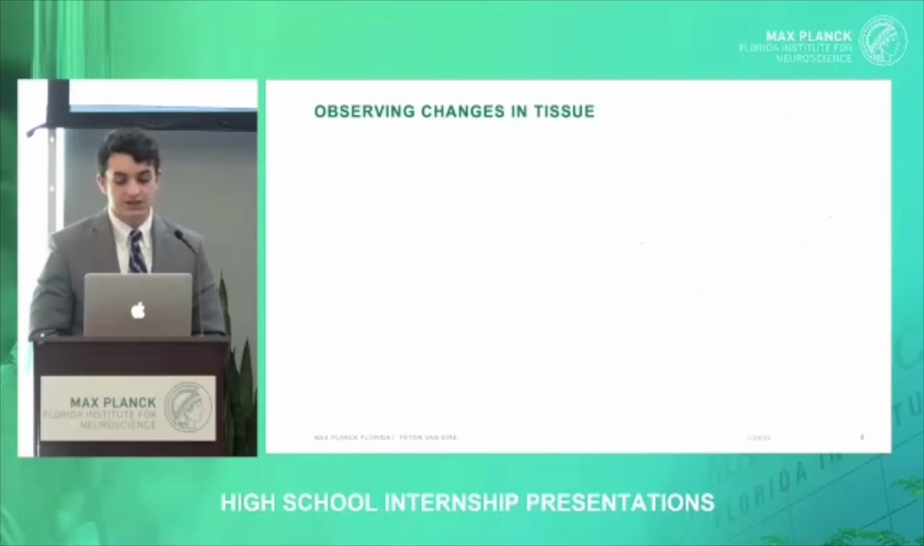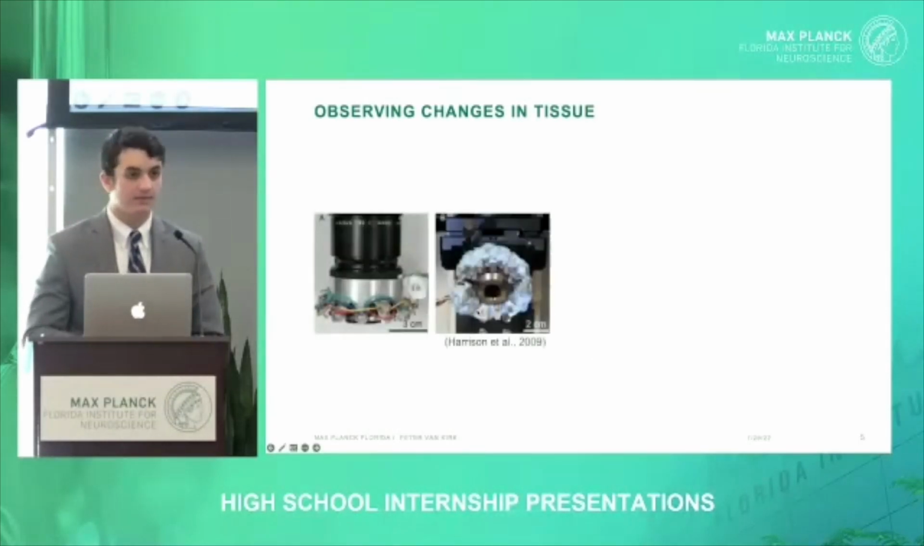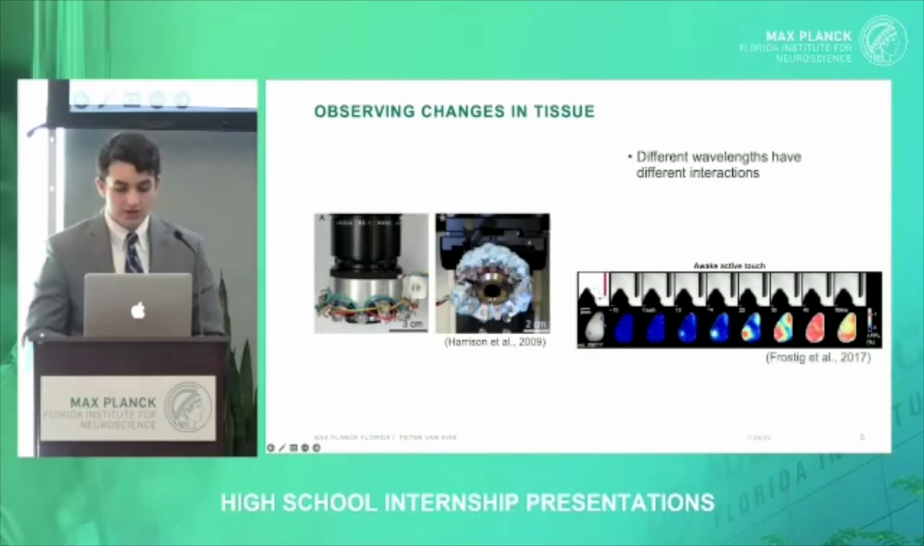As for observing the brain tissue, we use LEDs to shine red and green wavelengths onto the brain. As you can see here, LEDs are fastened around the microscope's objective. Different wavelengths have different interactions with the brain tissue. In particular, we use green and red LEDs.